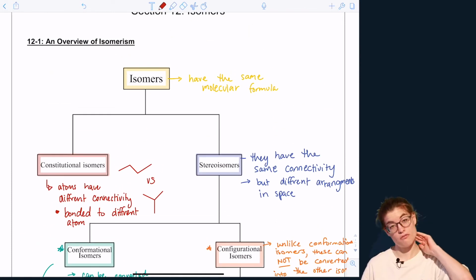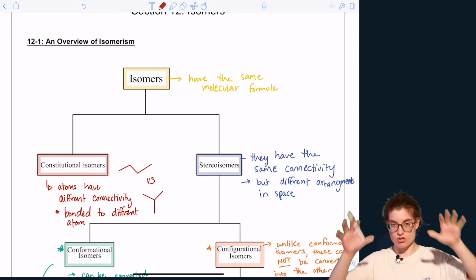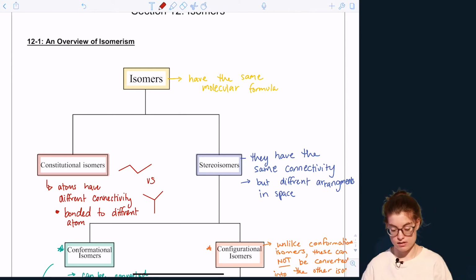Okay, so just as a refresher, when you have molecules and they're isomers, it means they have the same molecular formula. Okay, constitutional isomers versus stereoisomers. So these are the two broadest categories, and then we get into subcategories below those.